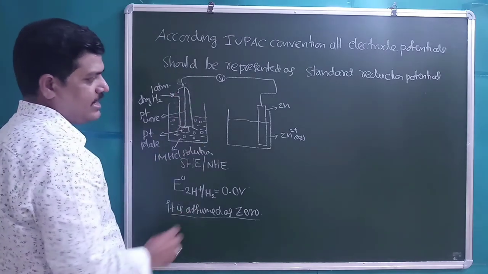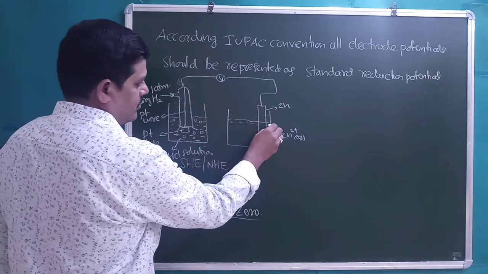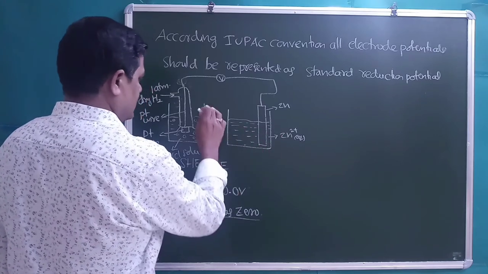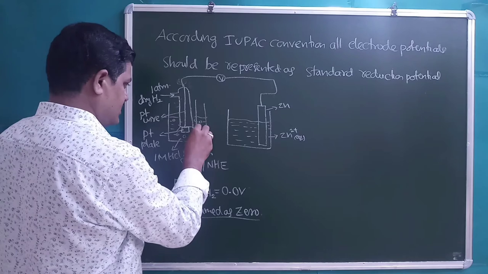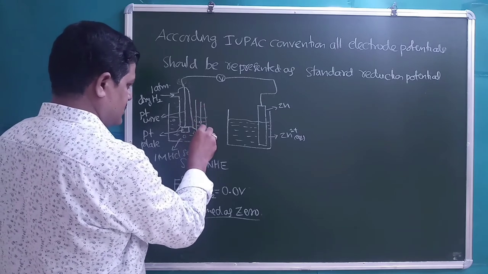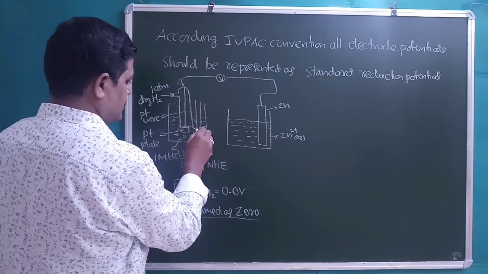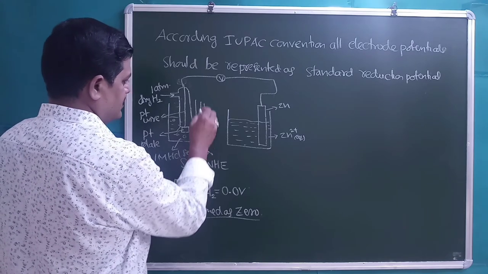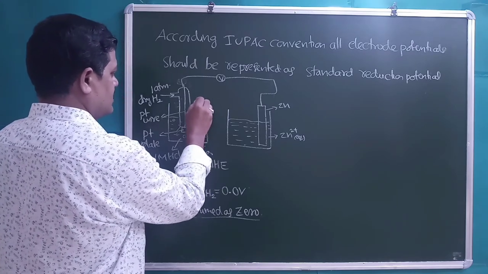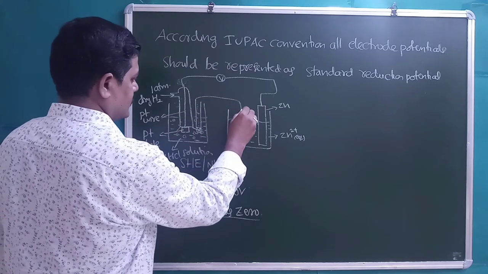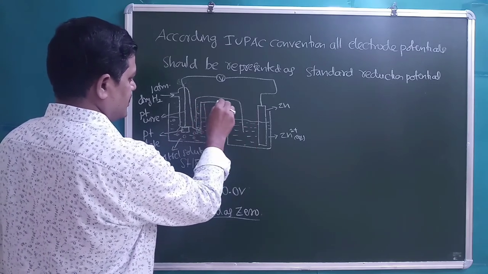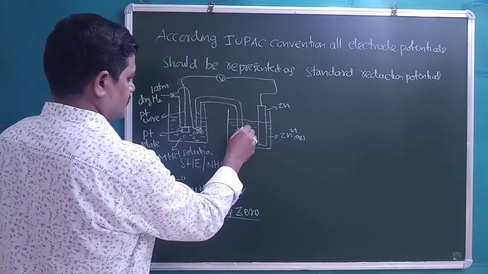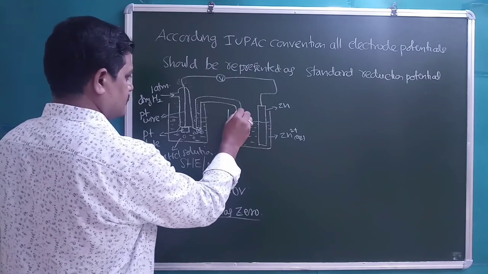Students, when the standard hydrogen electrode is coupled with the zinc electrode, one piece of equipment is needed, called a salt bridge. About the salt bridge we will discuss in the Daniell cell part. A salt bridge is required here, which is essential in the case of these kinds of cells.